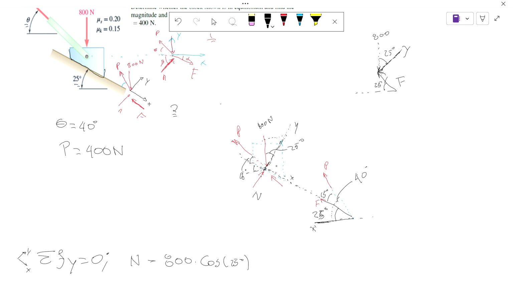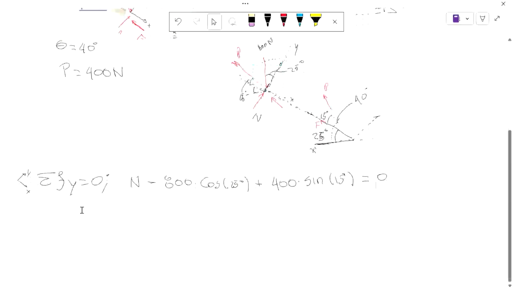and we have one more component, which is force P, and in Y will be this component right here. So this is going to be plus 400 times sine of 15, because our axes are this one and that one. So we have 15 degrees between P and that axis. Okay, this is equal to 0. So we have one equation, one unknown. We should be able to compute this guy.